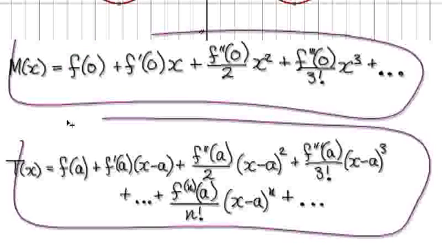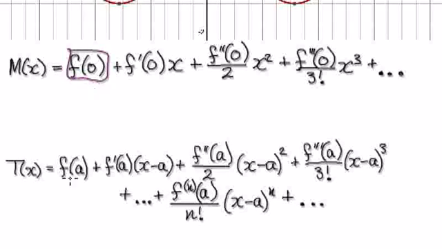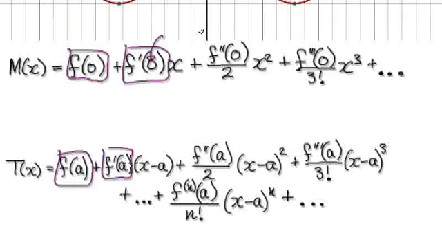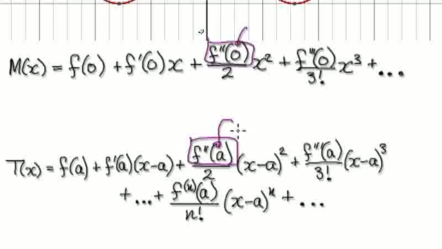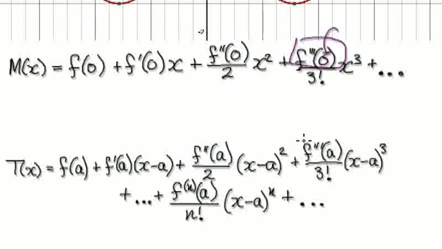So going back to here, this is your Maclaurin series. This is your Taylor series. So rather than looking at f evaluated at 0, you would look at f evaluated at a. Rather than looking at the first derivative evaluated at 0, you would look at the first derivative evaluated at a. And then rather than x, you would look at x minus a. And then the second derivative, rather than looking at it at 0, you would look at the second derivative evaluated at a. And then you've got your 2 factorial. And then rather than looking at the third derivative at 0, you would look at the third derivative at a, and so on, all the way to infinity.